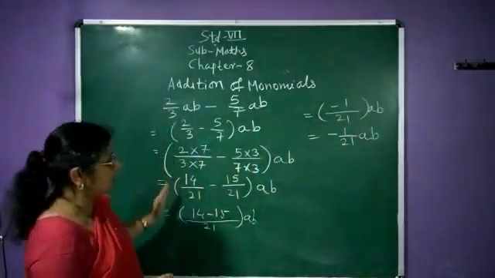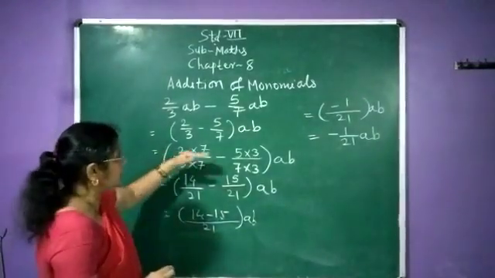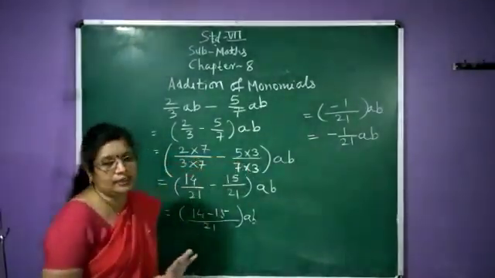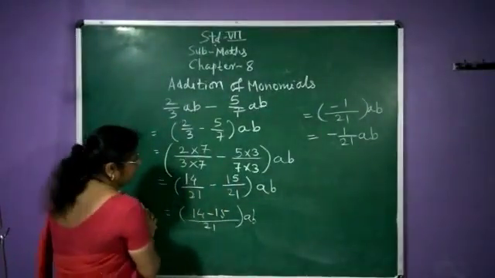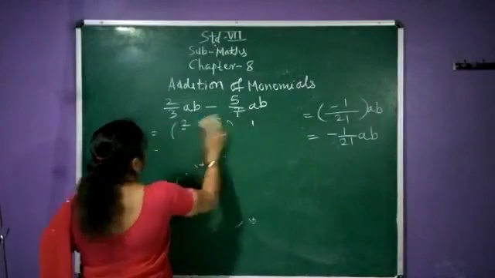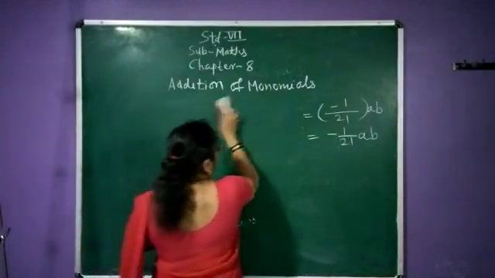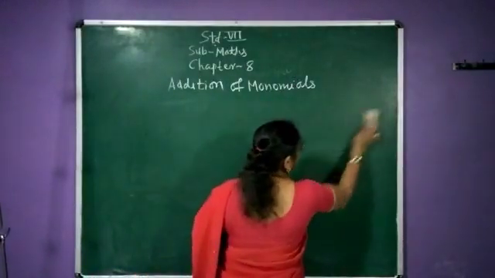Have you understood how to add, even when the fraction is there? You have to make the denominators same and then you can add or subtract. Okay, understood this solved example? Now we will see one more solved example which is there in your textbook.